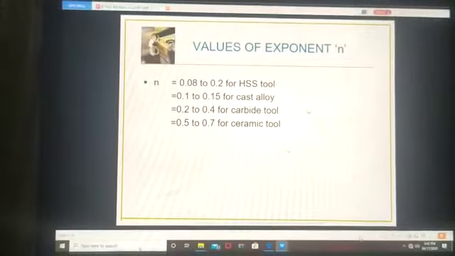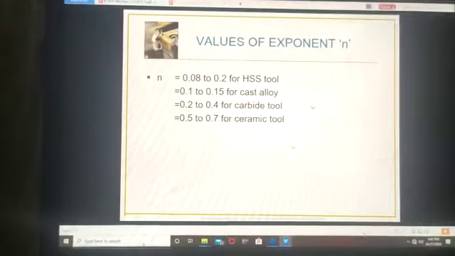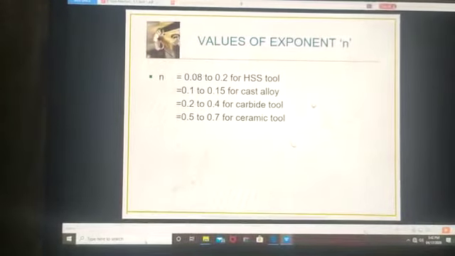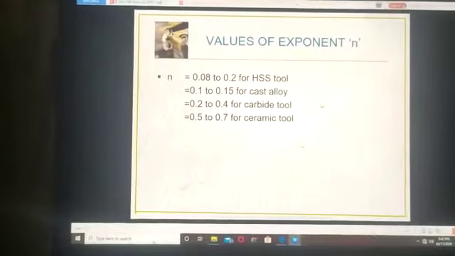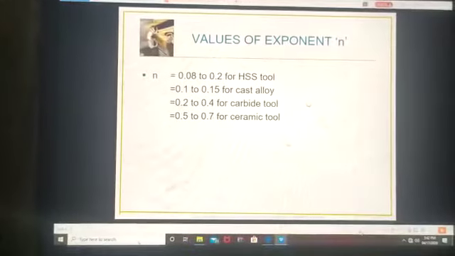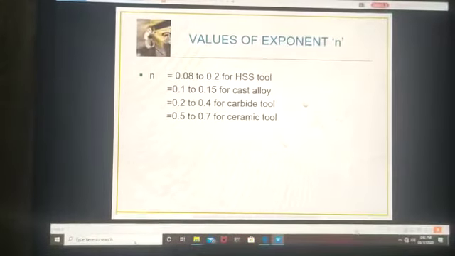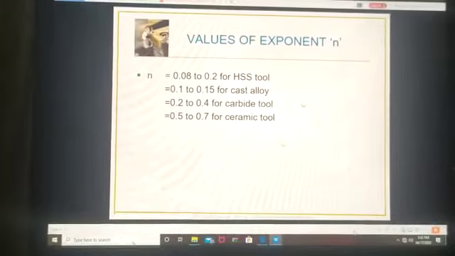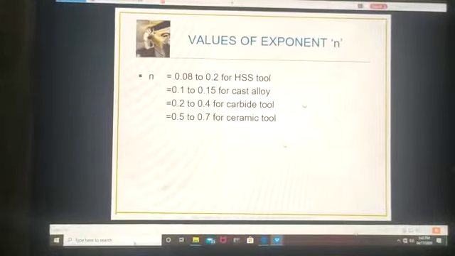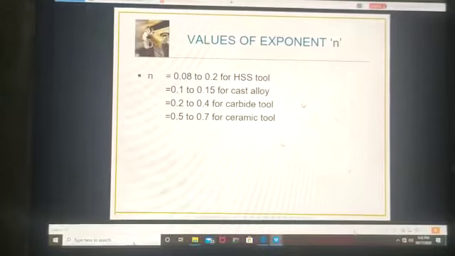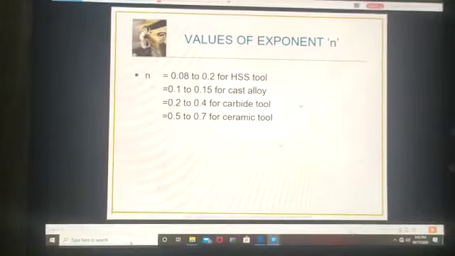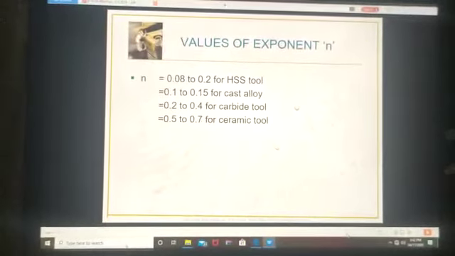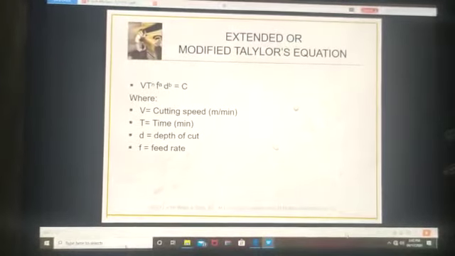These are the different values of the exponent n. For HSS tool material, the exponent n is 0.08 to 0.2. For cast alloy, 0.1 to 0.15. For carbide tool material, it is 0.2 to 0.4. For ceramic tools, it is 0.5 to 0.7. So these are the different exponents used for the different materials.